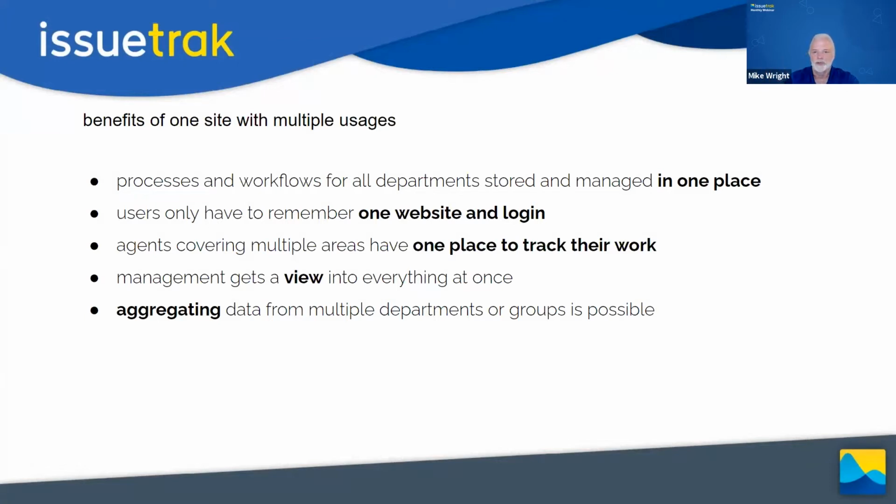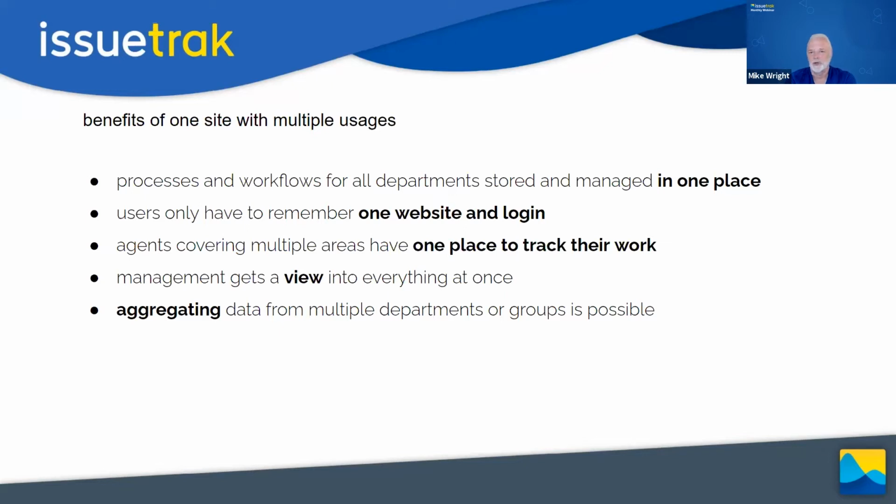Agents covering multiple areas have one place to track their work. So sales team, for example, and implementation teams or training teams can be in one area if you want to. Customer complaints, quality, manufacturing issues, all of those can be in one area so that people can have good access. Management gets a view into everything at once. I had one customer who wanted to look at everything from the sales request coming in the door to the product being shipped. And we handle issues related to that all the way through. So we wanted a view of everything at once.